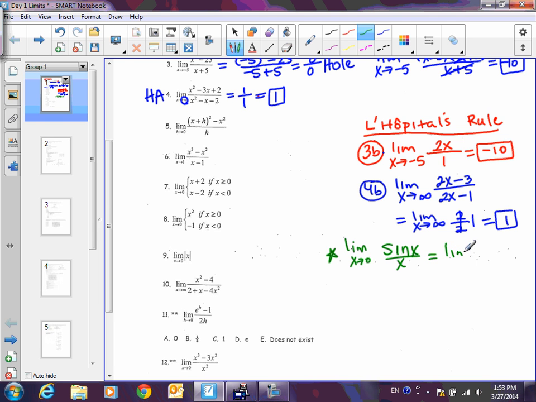So let's do that. Limit as x approaches 0. Derivative of sine is cosine. Derivative of x is 1. And now when you plug 0 in, cosine of 0, you get 1. And that's the answer to this one.